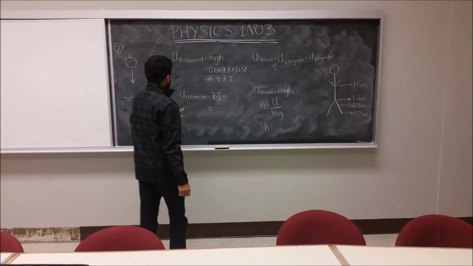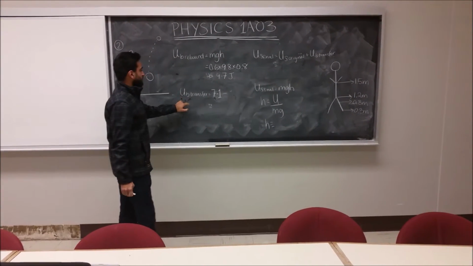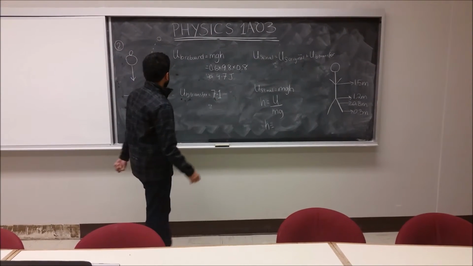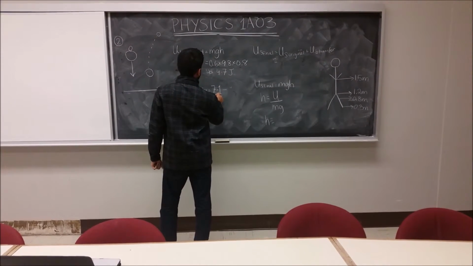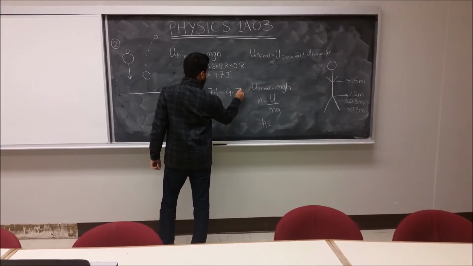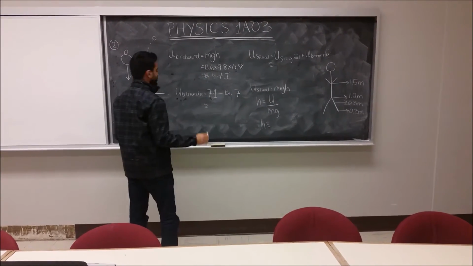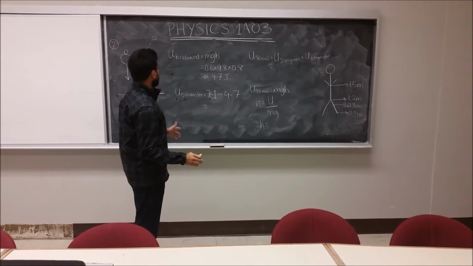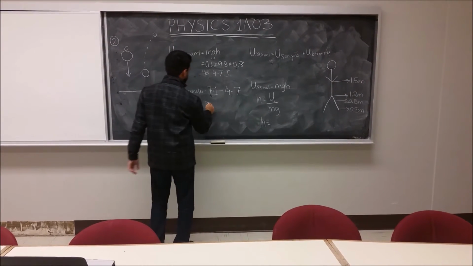And we know that the rebound potential energy of the basketball in the first step was 7.1. So we can subtract 4.7 from 7.1, and we get the potential energy that was transferred by the basketball to the squash ball. That is 2.4 joules.